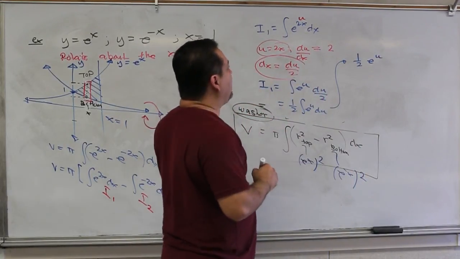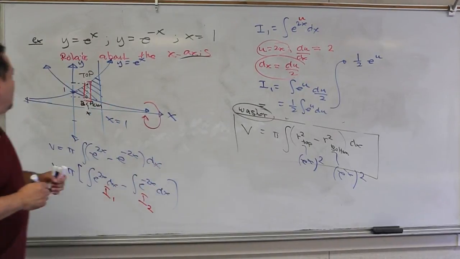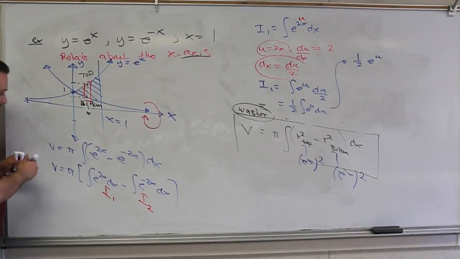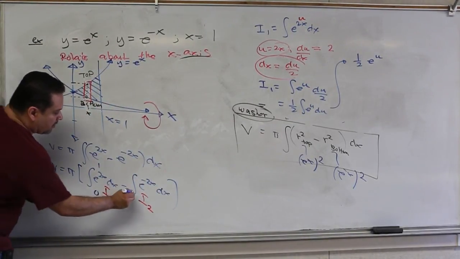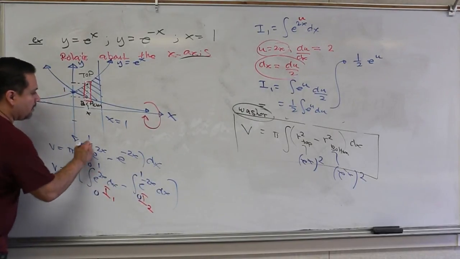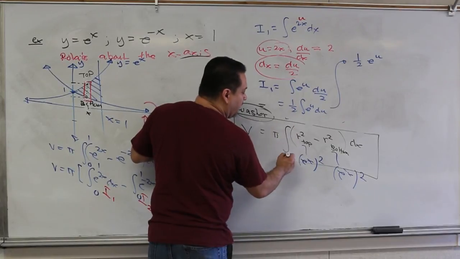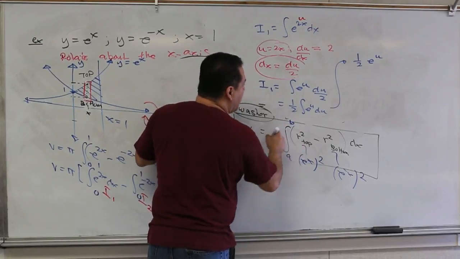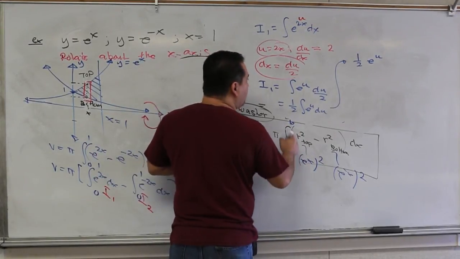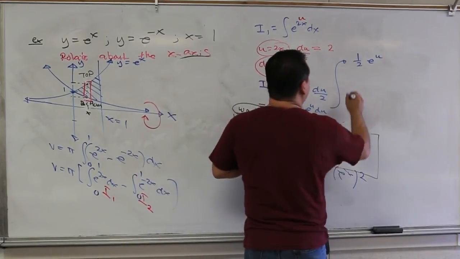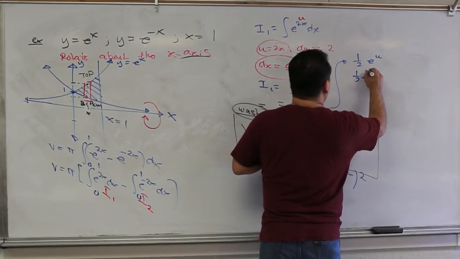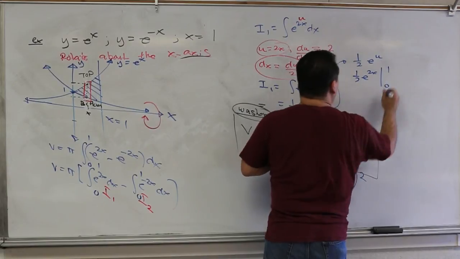It's not plus C, because what's your limits? 0 to 1. So don't forget, 0 to 1. This is in general a to b. Okay? In particular, in this problem, it'll be 0 to 1. So I have to remember u is 2x. We integrate this from 0 to 1.